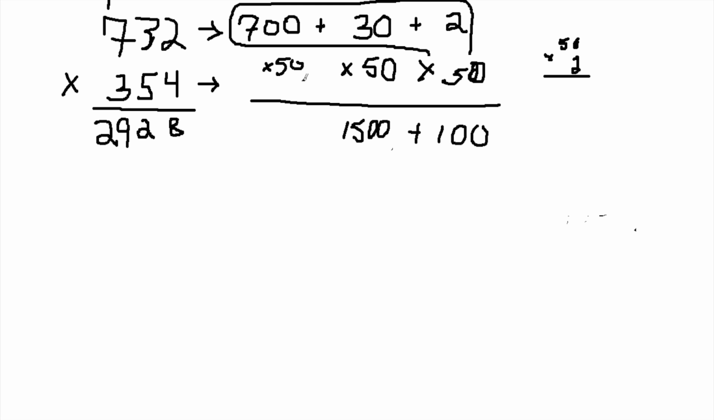So that's 1,500. Now, what's 5 times 7? 5 times 7 is 35. Now, how many zeros do we add? 1, 2, 3. 3 zeros. Now, we got to add all these up together. So we have 35,000, 1,500, plus 100.